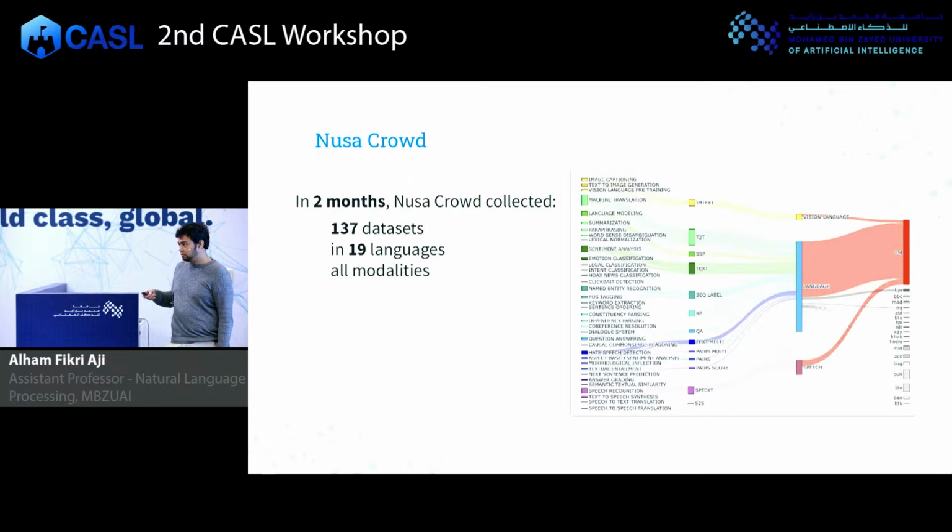In contrast to the earlier effort, within about 2 months in Nusa Crowd, we got 100-something datasets in 19 languages. And not only for text, we managed to gather data for vision, language, and speech as well.